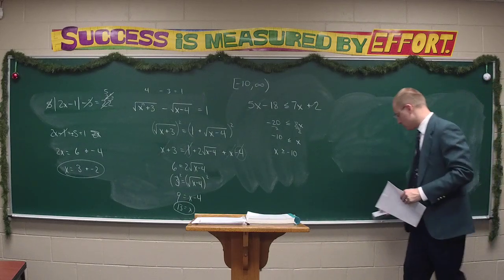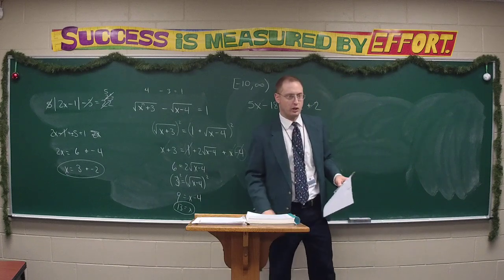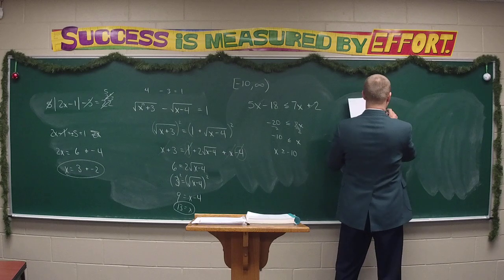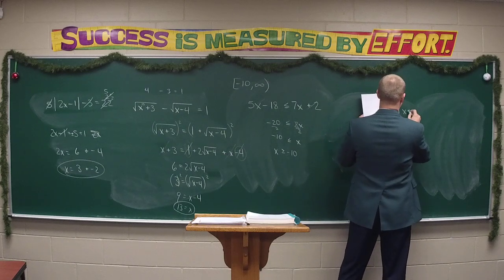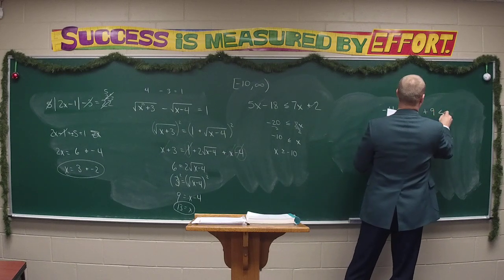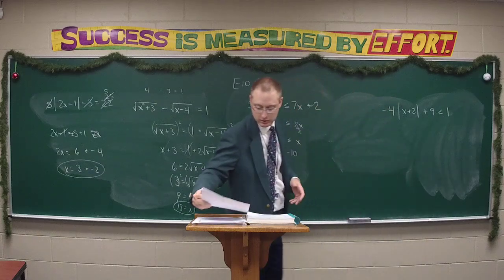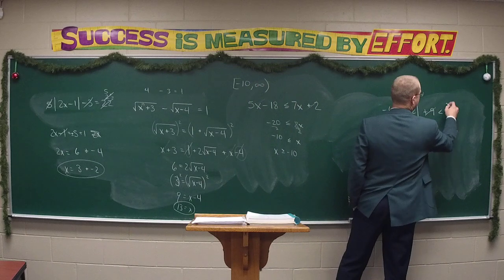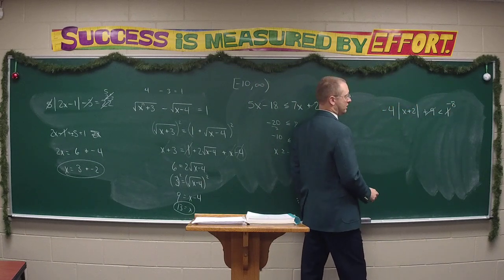If your absolute value is greater, you're going to go outside the positive negative. If it's less than, you're going to go inside the positive negative. So you're going to get negative 4 times the absolute value of x plus 2, plus 9 is less than 1. Subtract 9. That gives you negative 8. Then you have to divide away the negative 4.